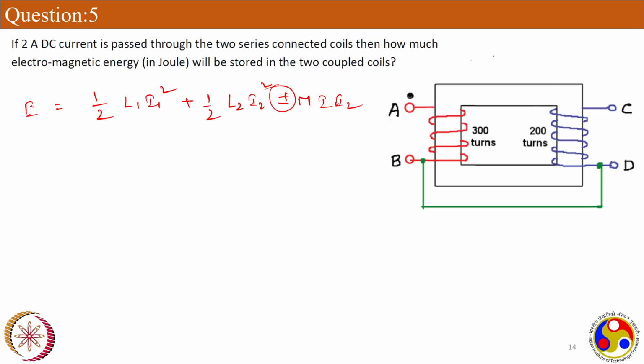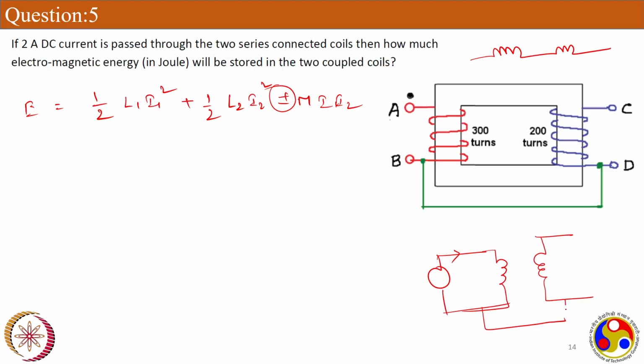And these are series connected coils. Now this could be like this. Now there is a supply. It is given that in the primary, 2 amps is being flowed. I can write this circuit like this, and there is a connection, and the secondary is connected like this, and this is how it should be.